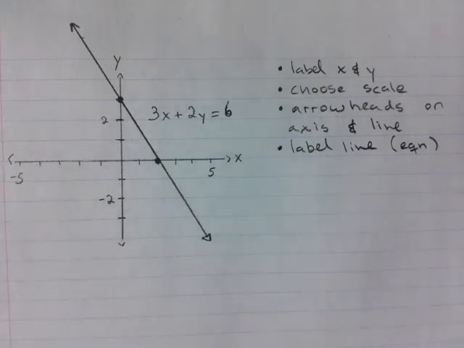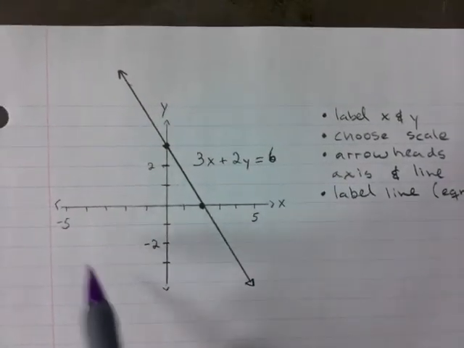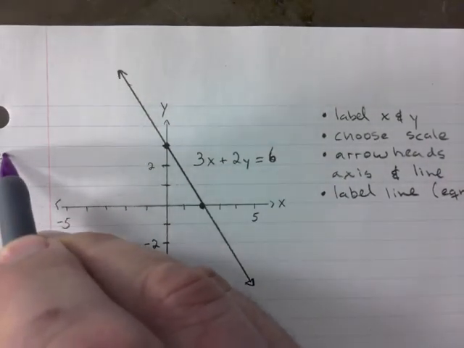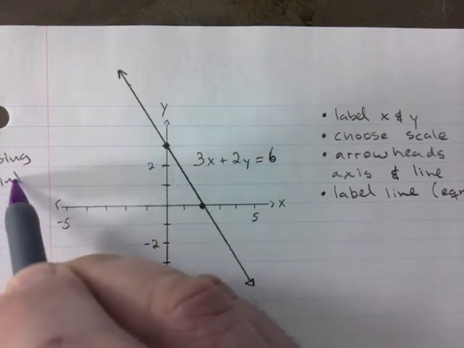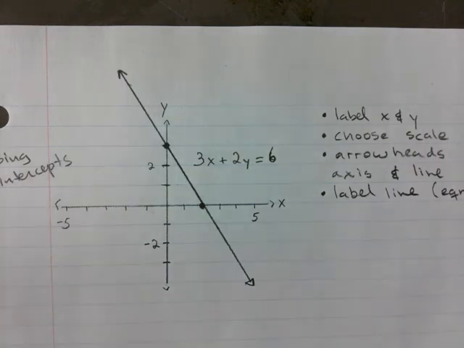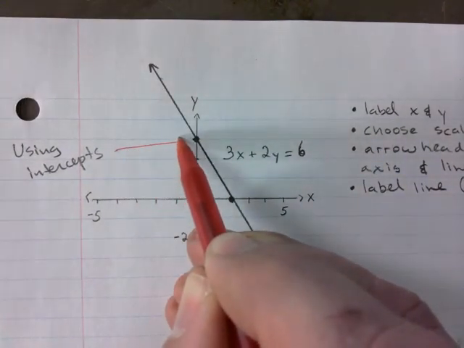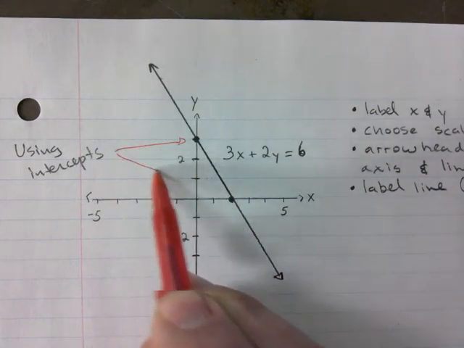How else could we have graphed this? I'm going to have to start from scratch, okay? So I apologize because this one example, I want to make sure. So this particular one was method 1 using intercepts, okay? And I will make an arrow going to the intercepts.